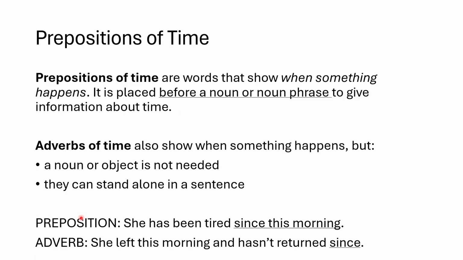Prepositions of time are words that show when something happens. It is placed before a noun or noun phrase to give information about time. Adverbs of time also show when something happens, but a noun or object is not needed, and they can stand alone in a sentence. Preposition. She has been tired since this morning. Adverb. She left this morning and hasn't returned since.